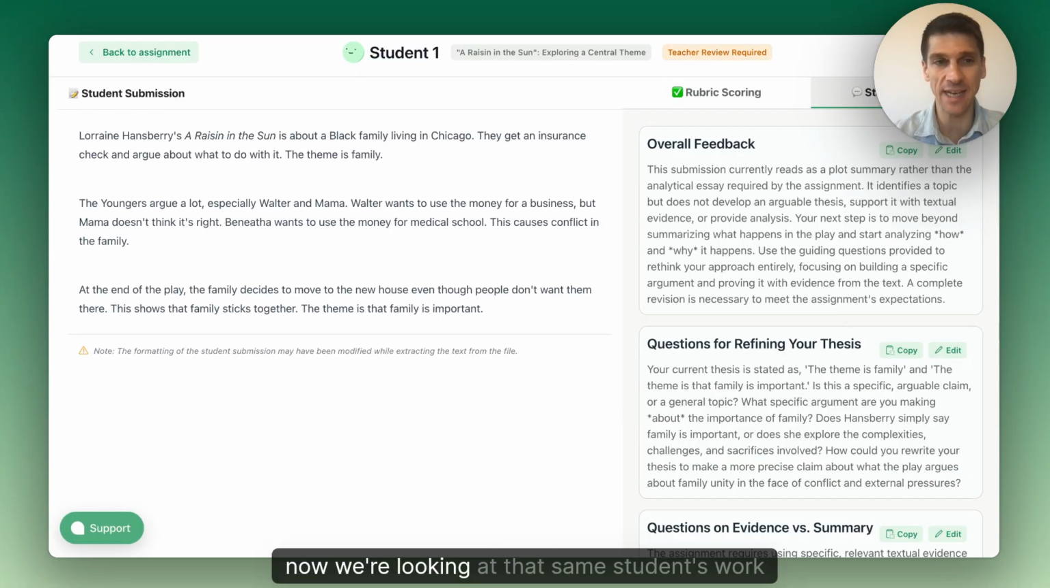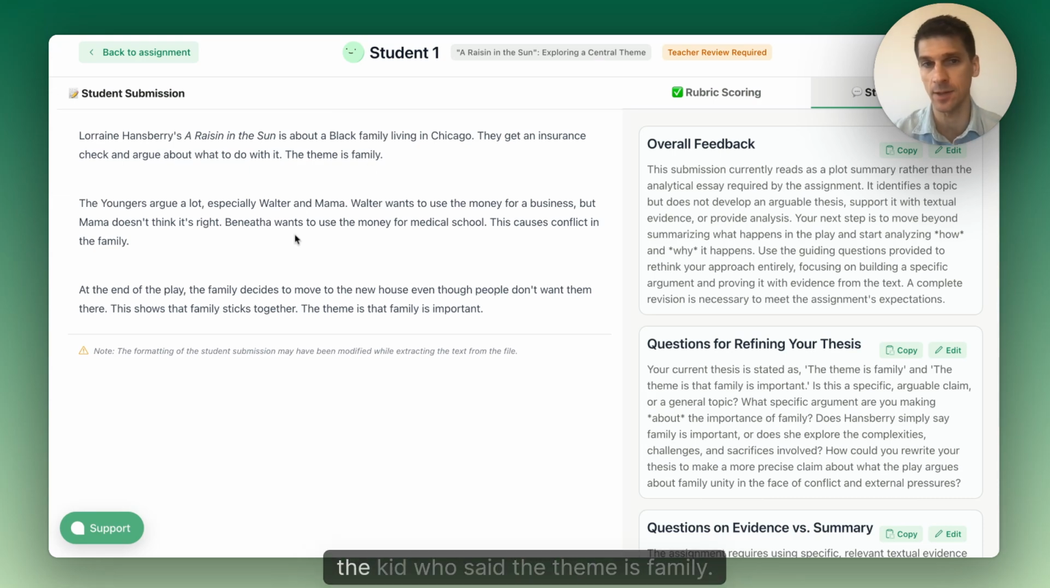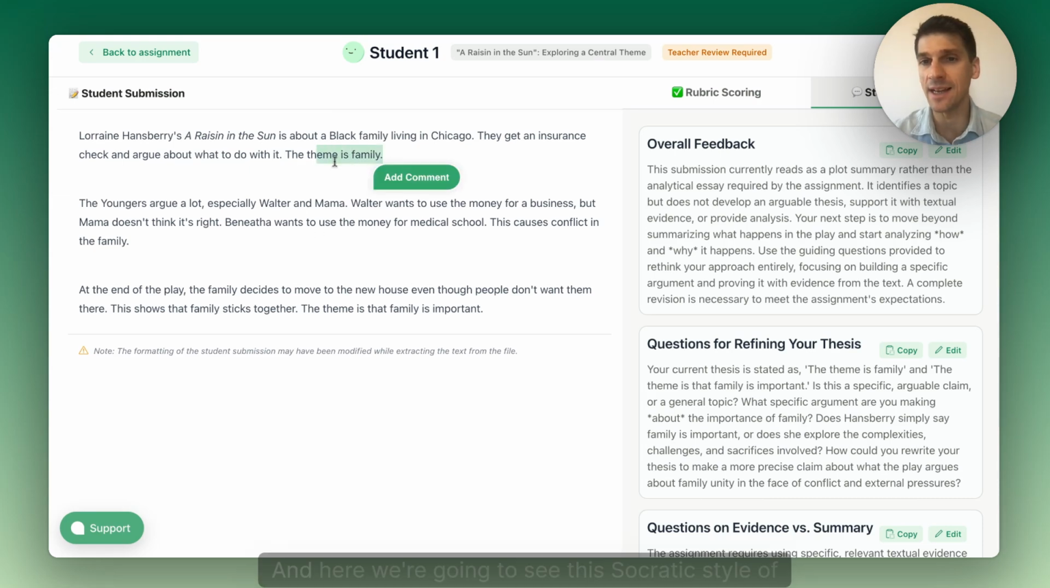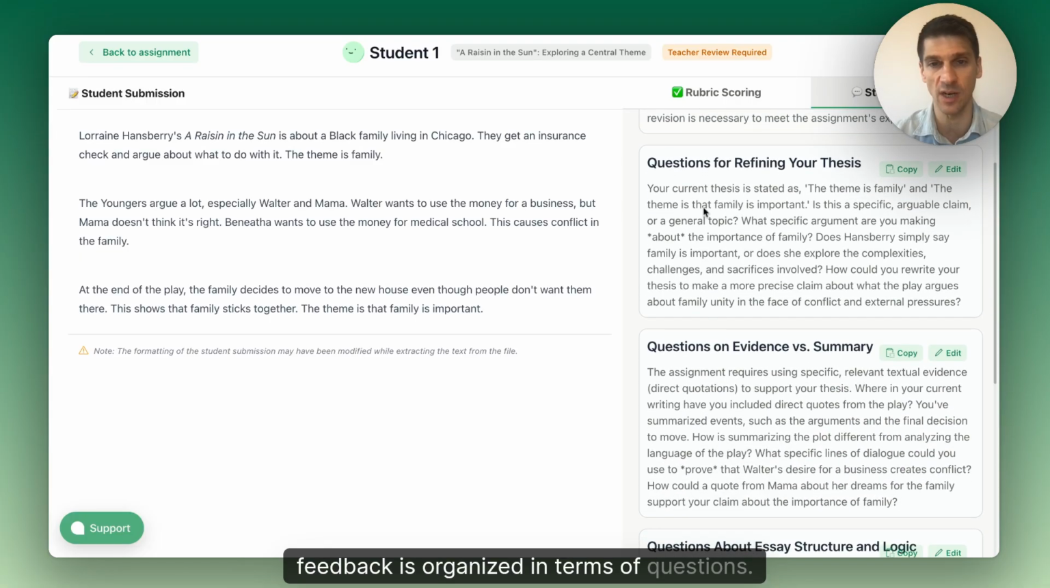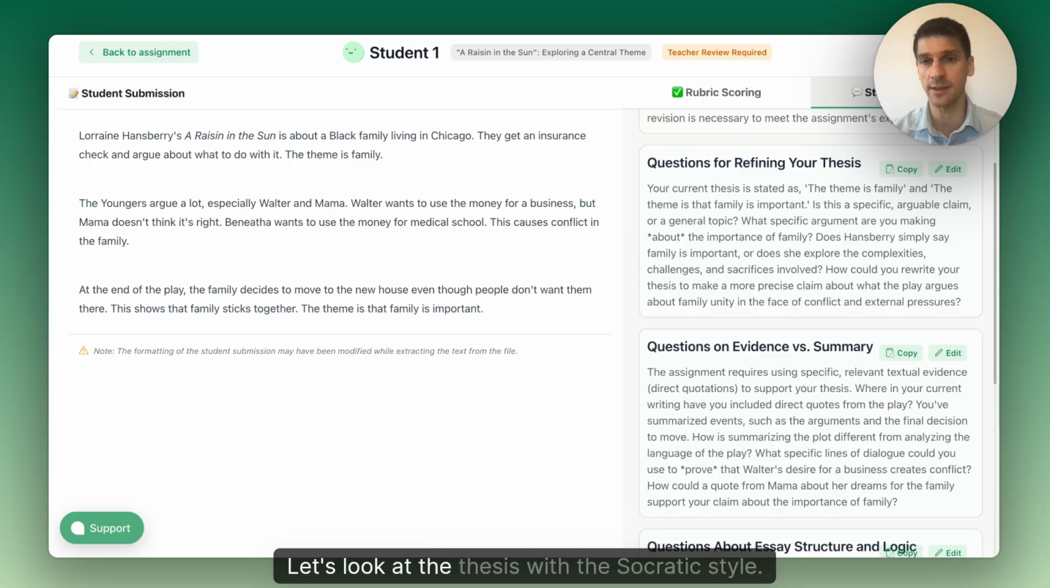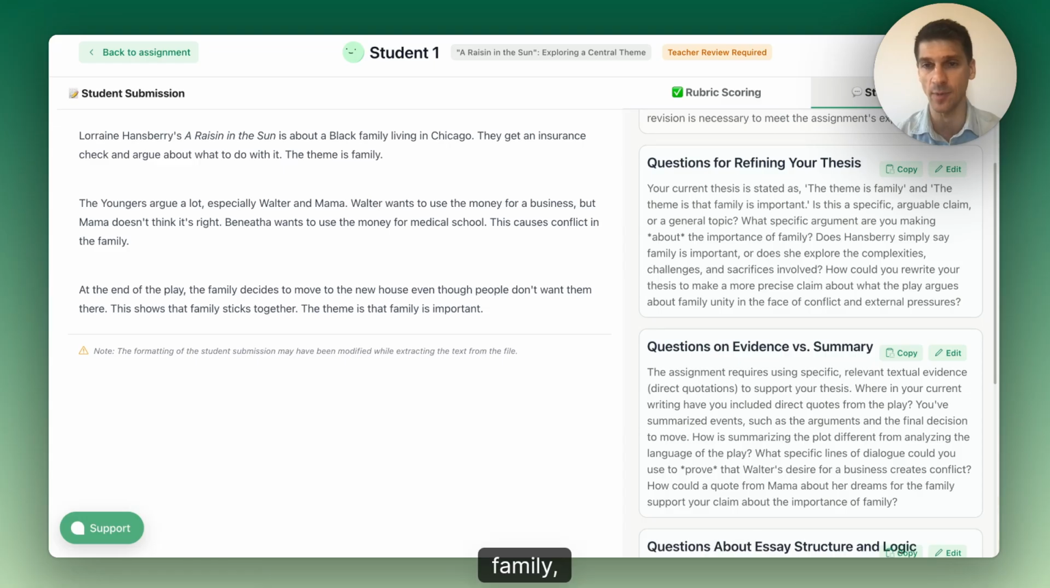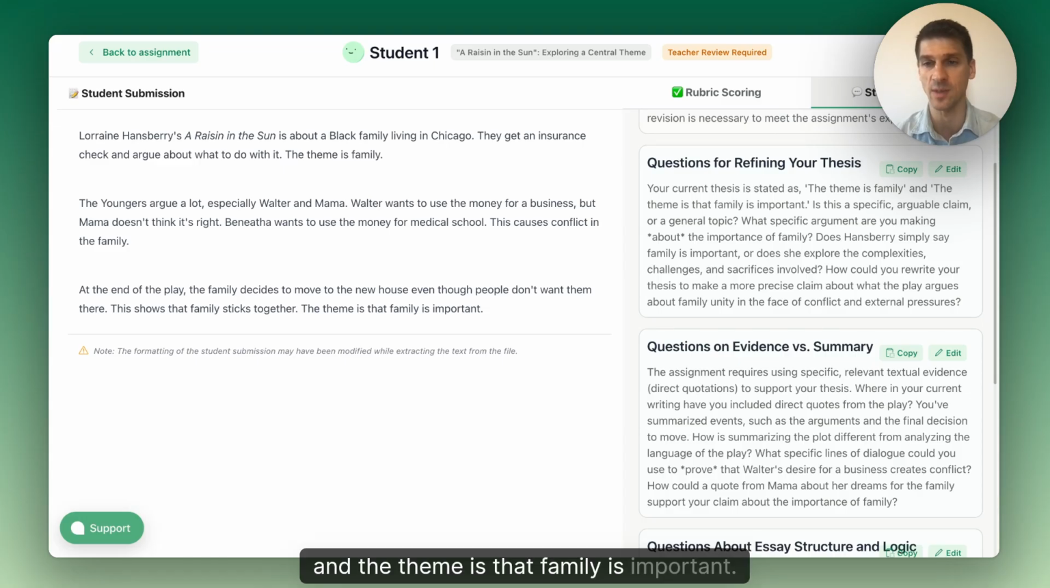Okay, now we're looking at that same student's work about family in The Raisin in the Sun, the kid who said the theme is family. And here we're going to see the Socratic style of feedback is organized in terms of questions. So we were looking at the thesis a moment ago with the targeted style. Let's look at the thesis with the Socratic style. It says questions for refining your thesis. Your current thesis is stated as the theme is family. And the theme is that family is important. Is this a specific arguable claim or a general topic?